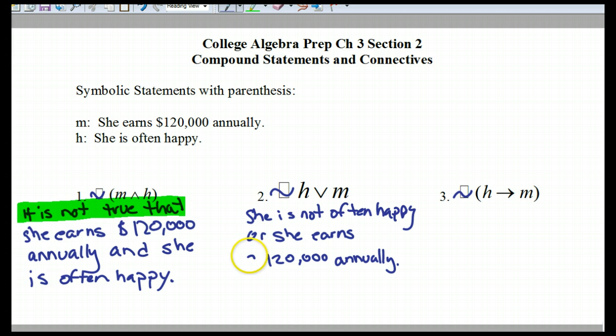No, you don't put them in the English form. Oh, no, for number 2, no. Okay? Because I'm wanting to show you the difference between some of them without the parentheses and some with. Okay, number 3 should be a not parenthesis H, if H, then M. Okay? So this one, it would be, it is not true that. It is not true that if she is often happy, then she earns $120,000.